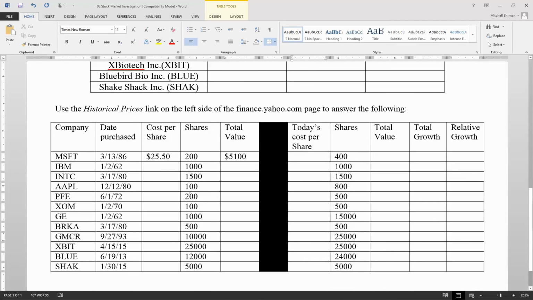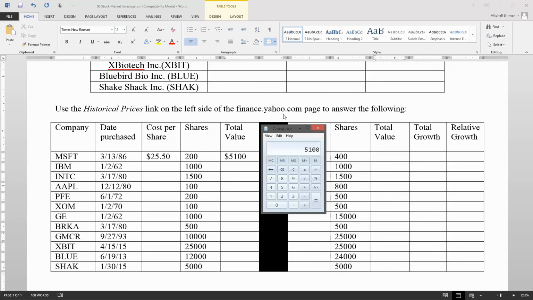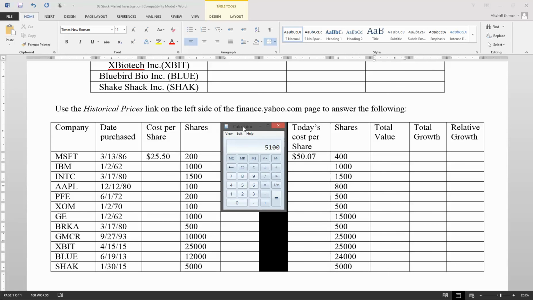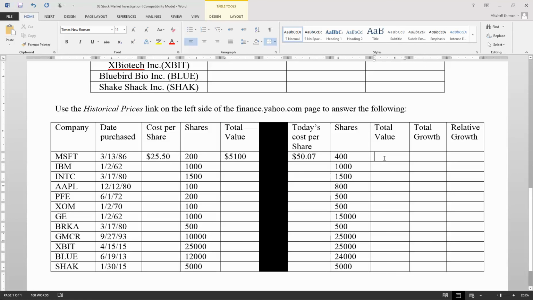Well, as it turns out, the value of the stock is now $50.07. So we're going to go with a price of $50.07, and I now own 400 shares of that. So if I switch back to the calculator here, basic math indicates that $50.07 times the 400 shares that we have. My shares in Microsoft are now worth $20,028.